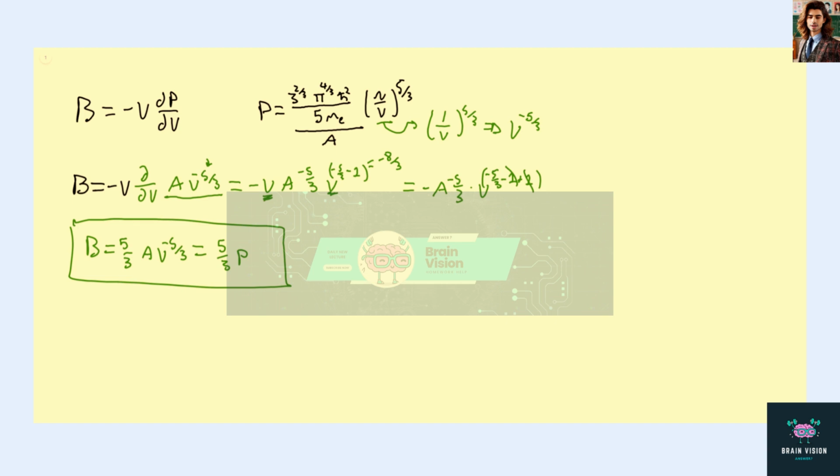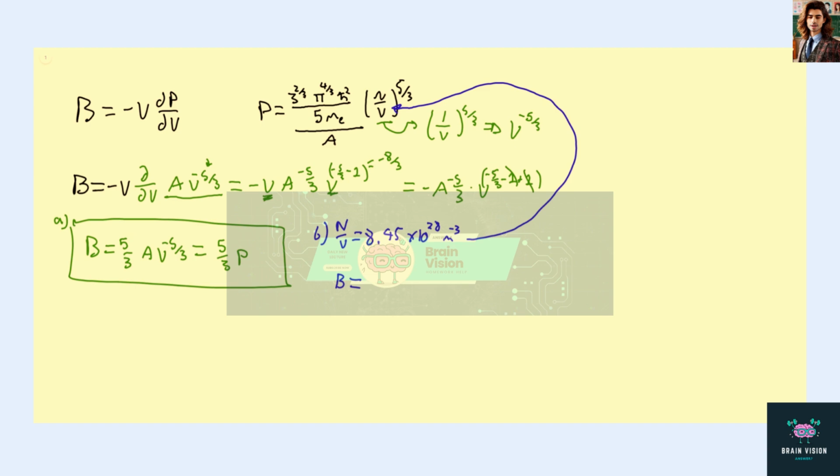But we do have a part B. So if this is part A, part B wants us to evaluate this bulk modulus for electrons in copper, which has a free electron concentration. So concentration is just N per V of 8.45 times 10 to the 28 per meters cubed. This you're just going to plug in for this, and everything else is a constant. So I'll just write it out here.